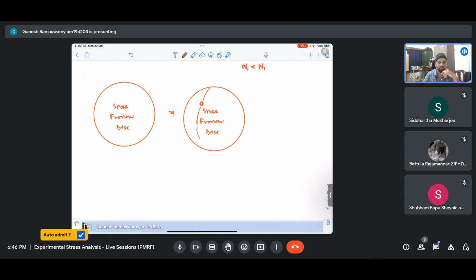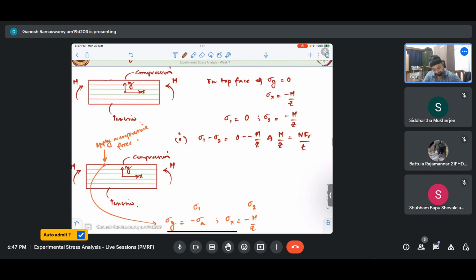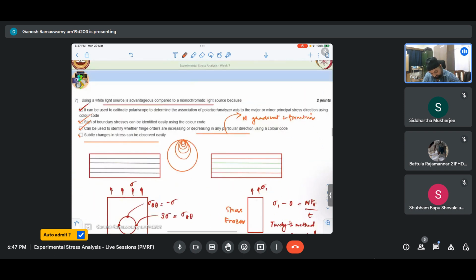So essentially, even if we use a single wavelength, we might not be able to discern much information about these residual stresses that have been brought in or subtle changes to the stress field, which becomes very apparent in case of a white light source. So it is quite sensitive to that. So yes, this is very much true. So all the four options are highlighting the advantages of white light source compared to a monochromatic light source.